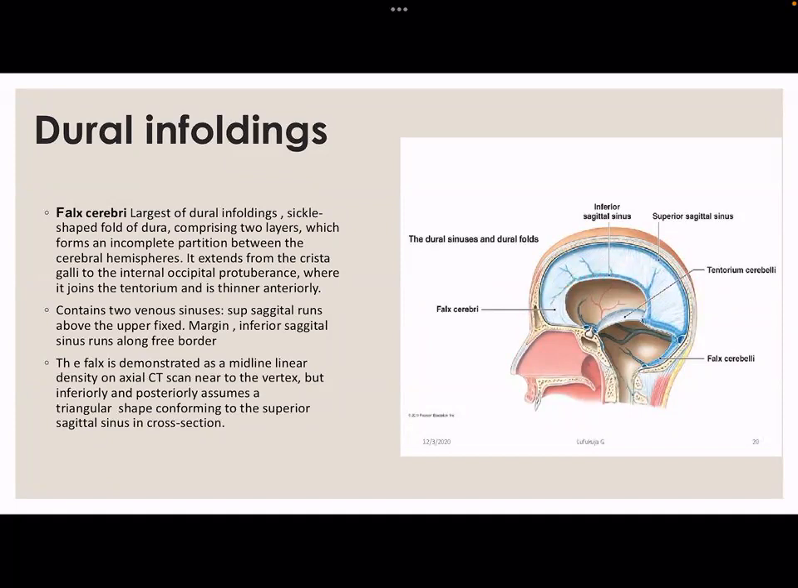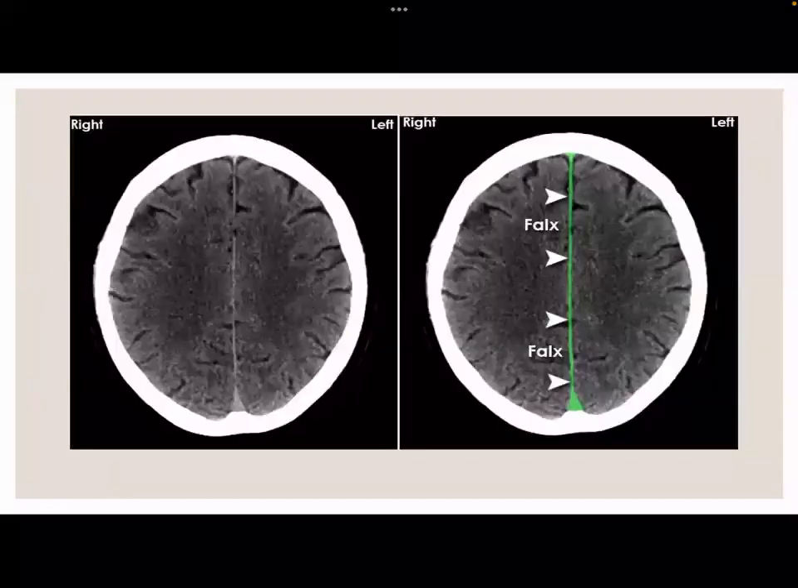The falx is demonstrated as a midline linear density on axial CT scan near the vertex, but inferiorly and posteriorly it assumes a triangular shape, confirming the superior sagittal sinus. And here you can see that.